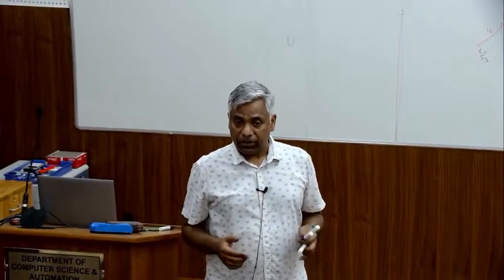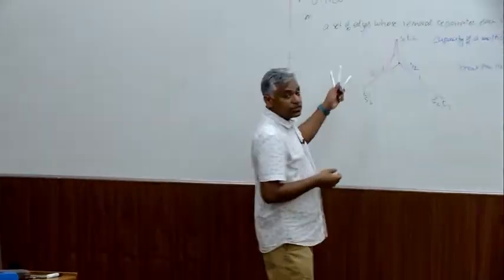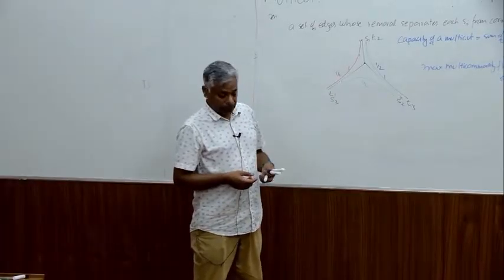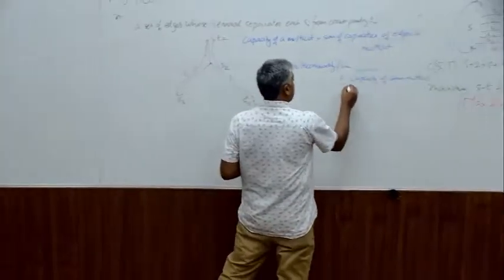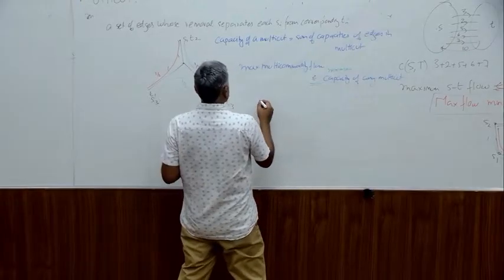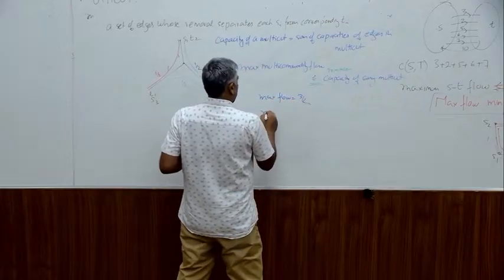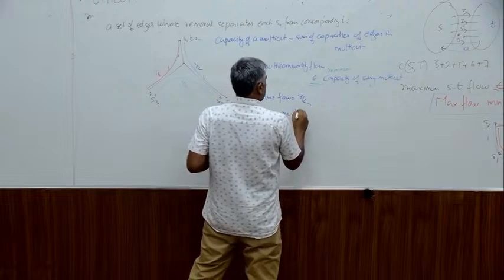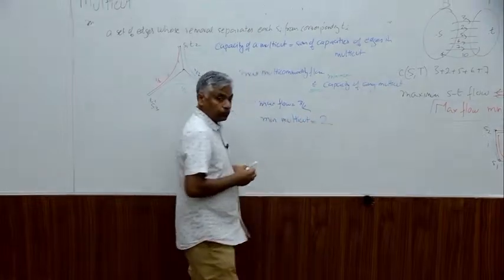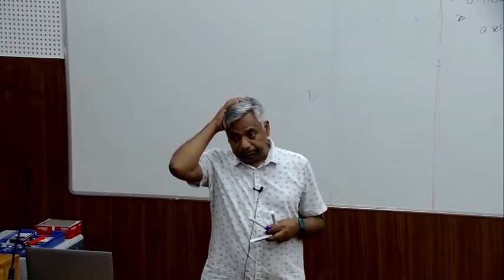So it's obvious that the maximum flow is less than or equal to the minimum multi-cut in a graph. I'm drawing parallels with what we did for single commodity. Is there equality? You've already seen that there is no equality from this example. So this remains an inequality. In this example, the max flow is 3/2, and the minimum multi-cut is 2. Okay? Questions?